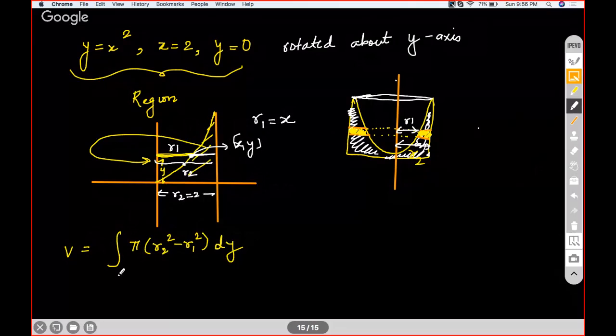So will the limits be from 0 to 4? Absolutely correct. So it will go till this point, 0 to 4. This point will be 2 comma 4. So 0 to 4. R2 square is 2 square, which is 4. R1 square is x square. You just have to do this then.